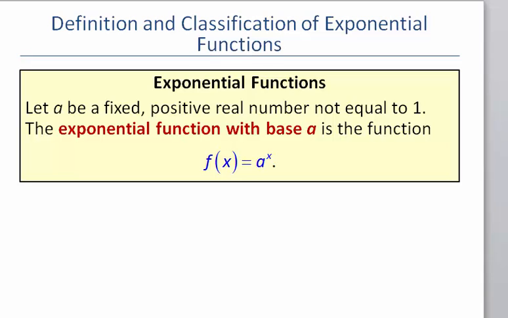The thing to remember about an exponential function is that your variable, the x, is in the exponent. So an example of an exponential function would be f of x is equal to 2 to the x. A is a fixed, positive, real number, like 2. And your variable x is part of the exponent.